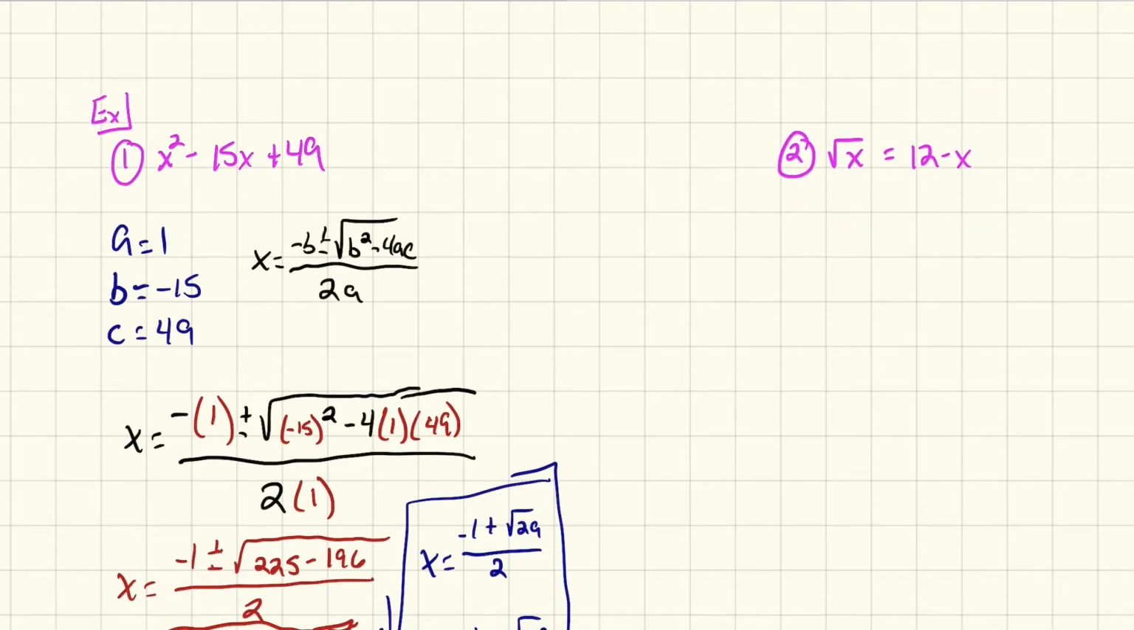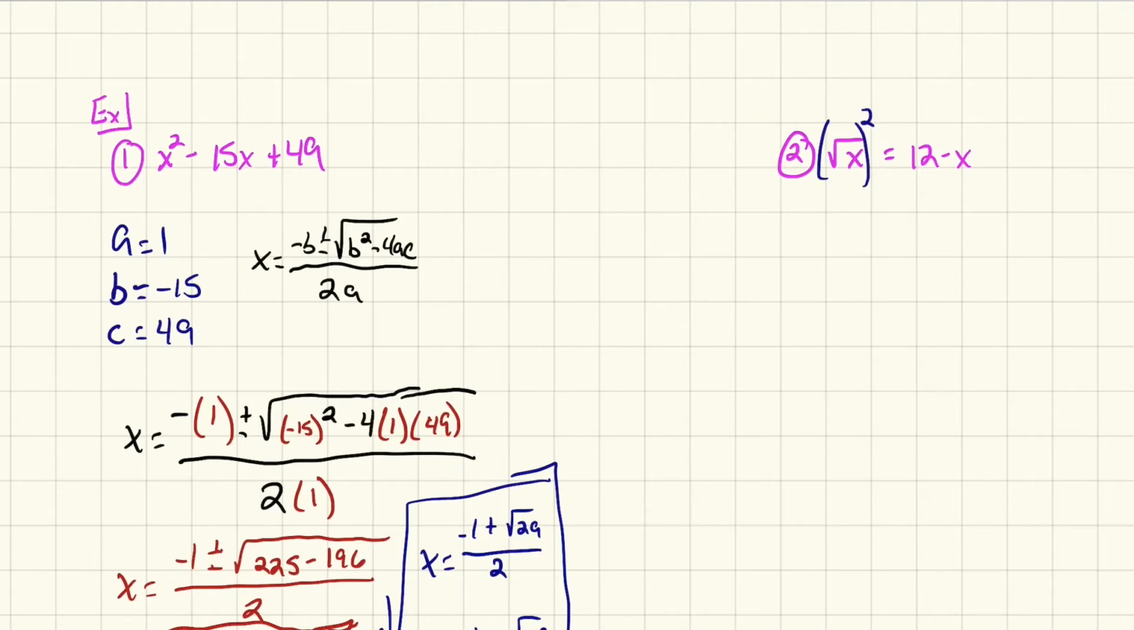But our second problem is square root of x is equal to 12 minus x. Now, we haven't seen anything like this. This isn't a quadratic. It's got a weird square root in it. We can't really solve anything. So, what do we do? Well, obviously, our first step is we got to get rid of a square root. And we know that the opposite of square rooting things is to square them.